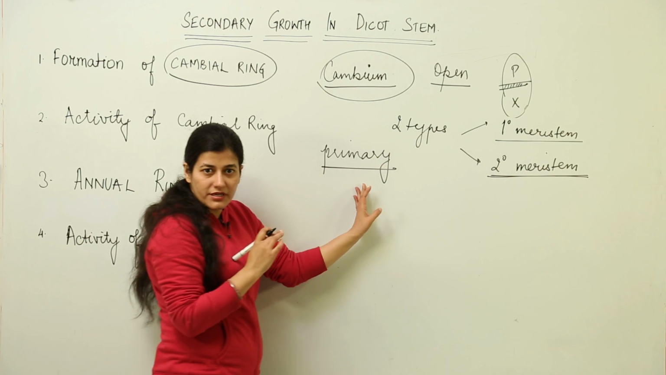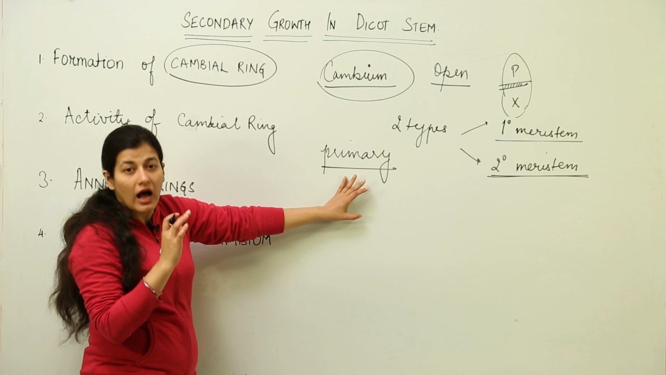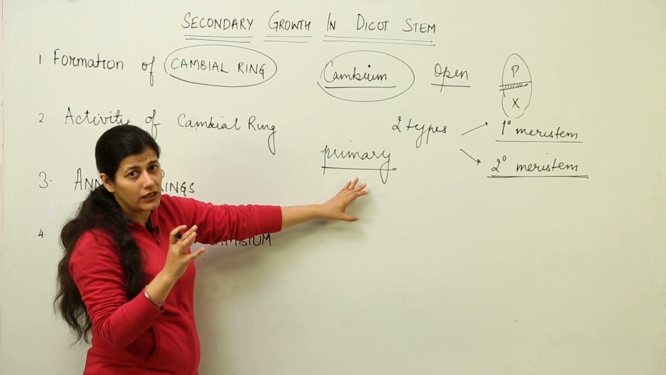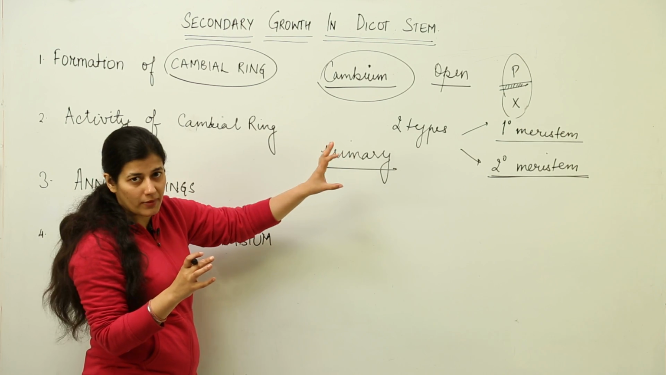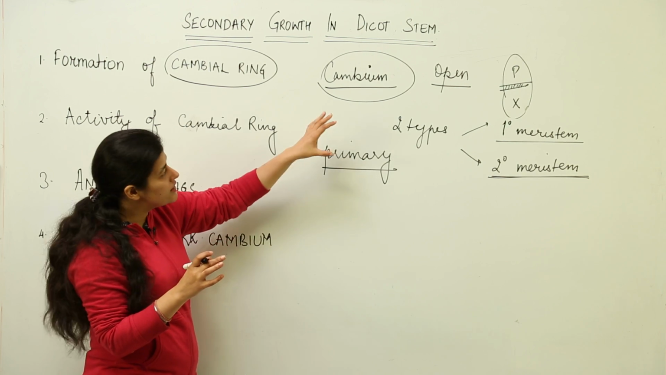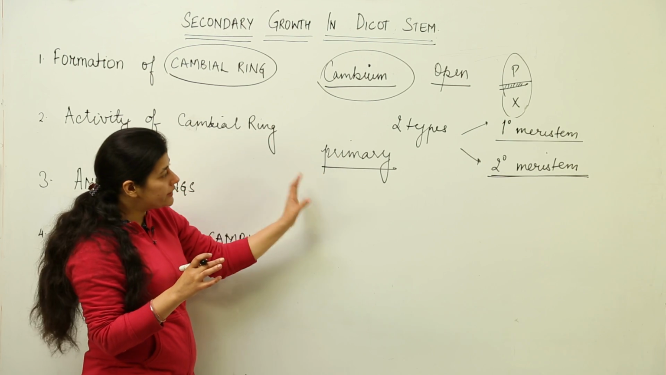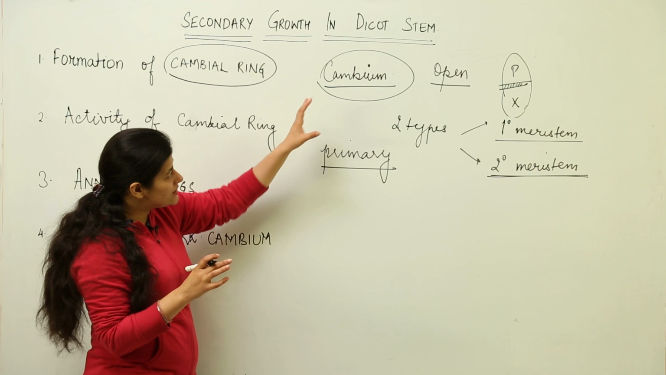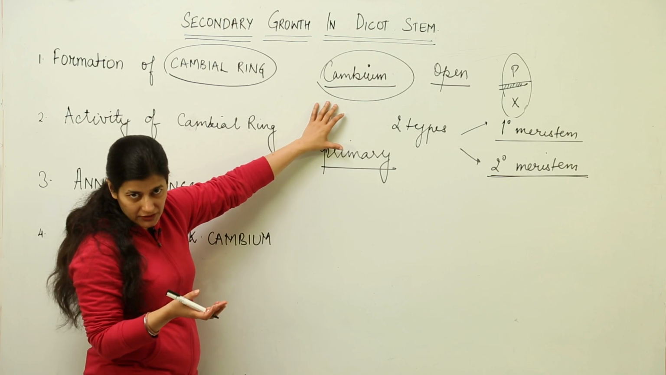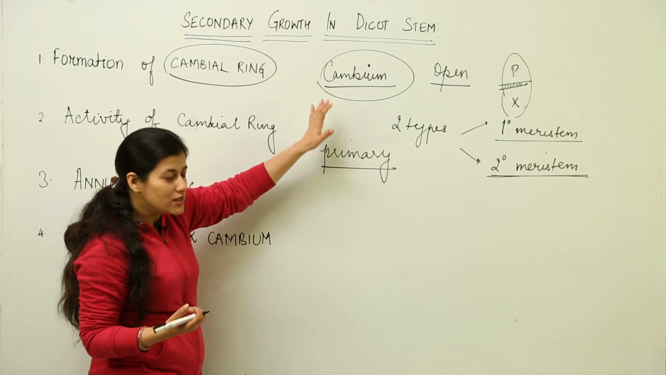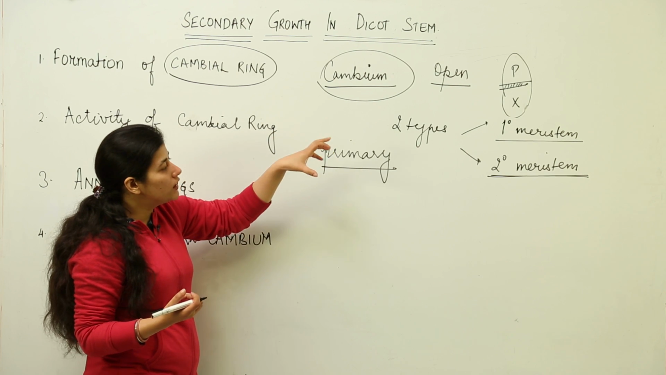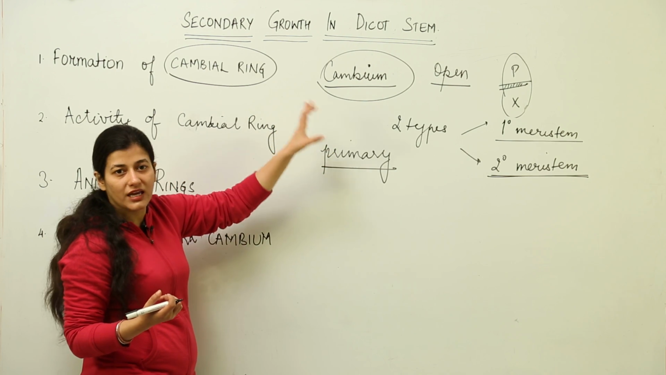This is the primary meristem. It is primary in origin. How is it primary in origin? Because in the beginning, when the xylem and phloem are formed, at that time only the cambium itself is formed. Later on, this cambium would become active and give rise to new cells. This is the actual summing up of the secondary growth.